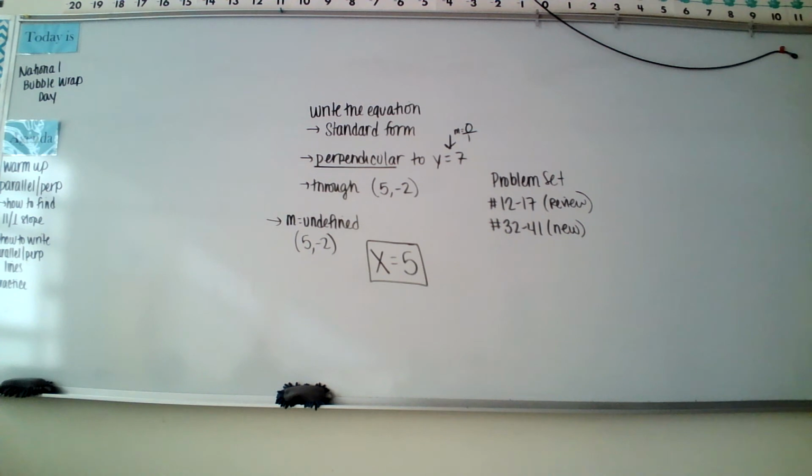Numbers 12 and 13, the directions are on the previous side. It should be write in slope-intercept form. Numbers 14 through 17 are write in standard form, so either just rearranging or plugging stuff in, and then a little bit of rearranging as well. Oh wait, that was it, because we only had to go to 17. Never mind, those are the other ones.